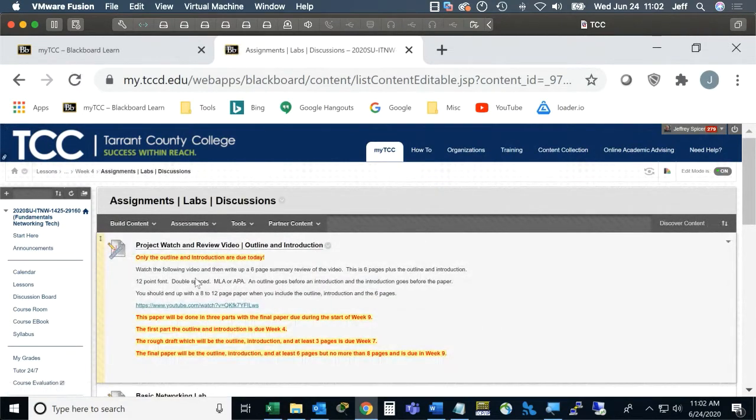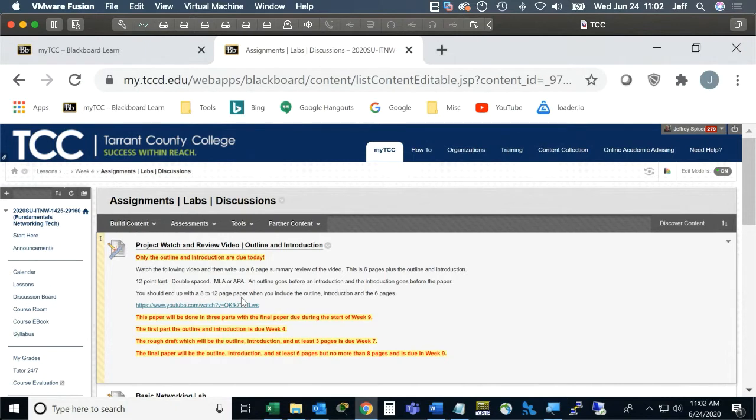Okay, right. So only the outline and introduction are due today, right? So the meaning of an outline is just like a table of contents. And then the intro is just kind of that basic introduction paragraph. It really doesn't have to be anything, just like a paragraph about what you're going to cover or what you think you're going to cover in your paper.